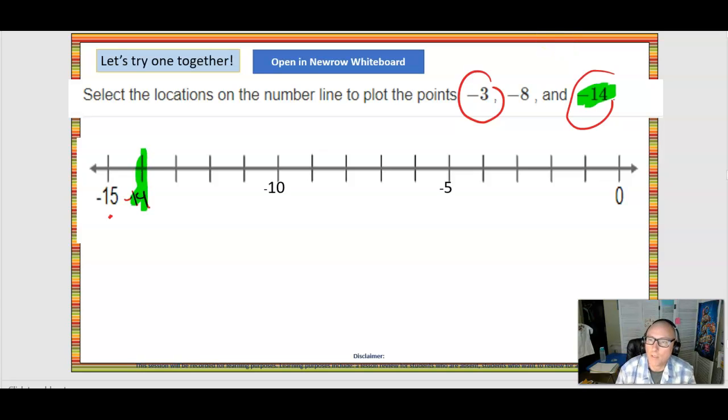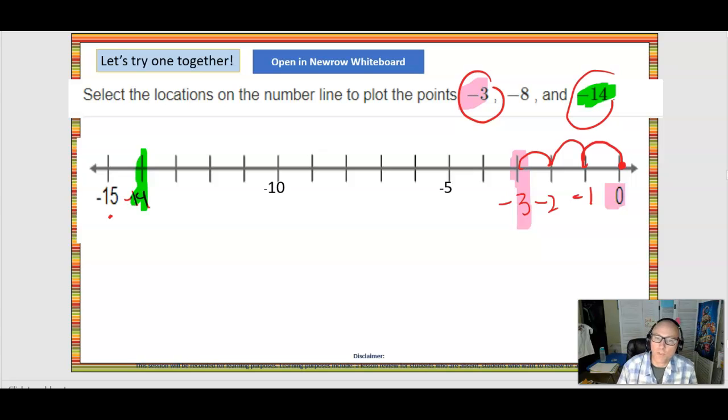Negative 3 is going to be really close to 0. So I'm just going to do the bunny hop. I'm going to start on 0. I'm going to go hop 1, that's negative 1. Hop 2, negative 2. Hop 3, negative 3. There you are, negative 3, right there.